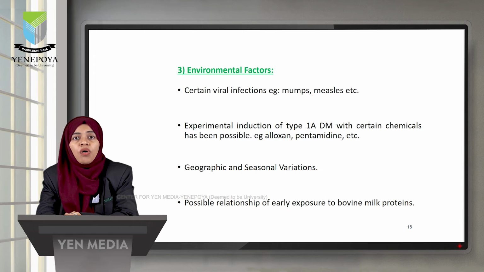There is a possible relationship with exposure to early bovine milk proteins. The bovine milk proteins present in the milk are similar to those of the beta cells. Because of this, there may be a chance of getting type 1 diabetes mellitus.